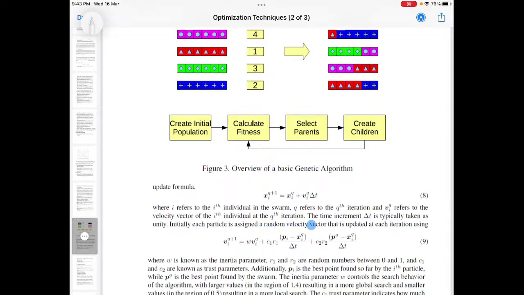The time increment Δt is typically taken as unity, and initially each particle is assigned a random velocity vector that is updated at each iteration using v_i^(q+1) = w v_i^q + c1 r1 (p_i − x_i^q)/Δt + c2 r2 (p^g − x_i^q)/Δt.